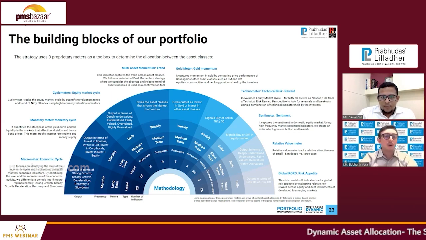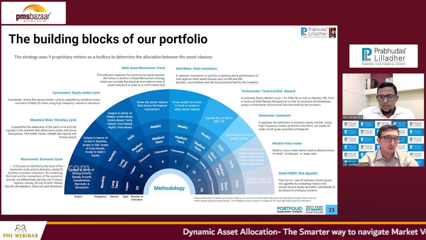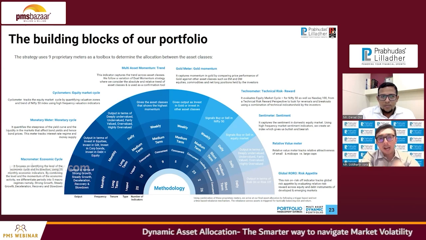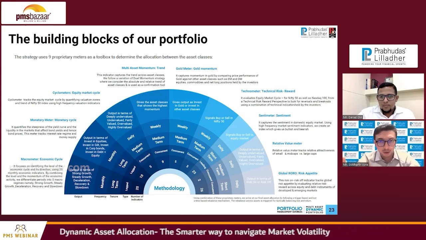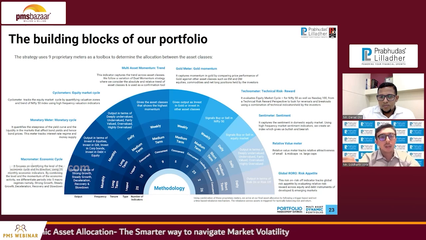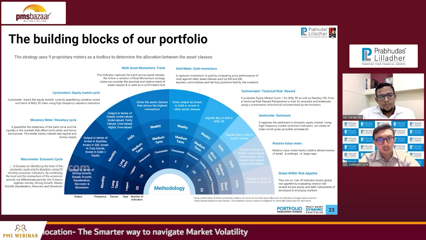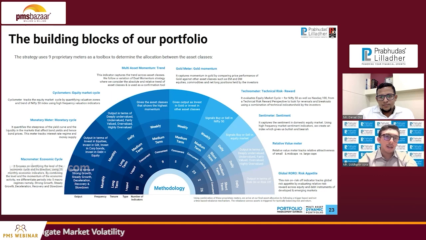Now, the way this model works is we have three different long cycle indicators, which is the macrometer, the monetary meter, and the cyclometer, and 6 different short cycle indicators, which help us capture momentum, technical risk reward, sentiment, relative valuation, and global risk appetite. So the whole bucket, when it comes together, it tries to identify the different risks and opportunities in the system, and therefore gives us asset allocation as the final output.